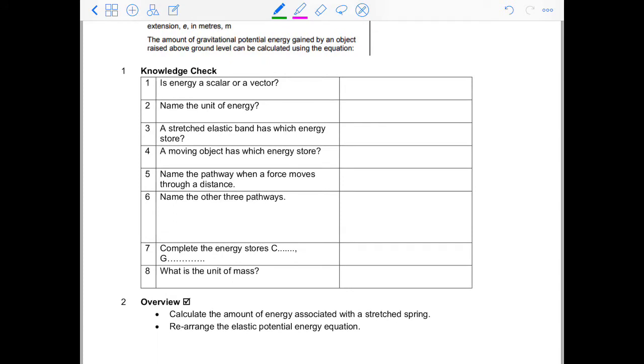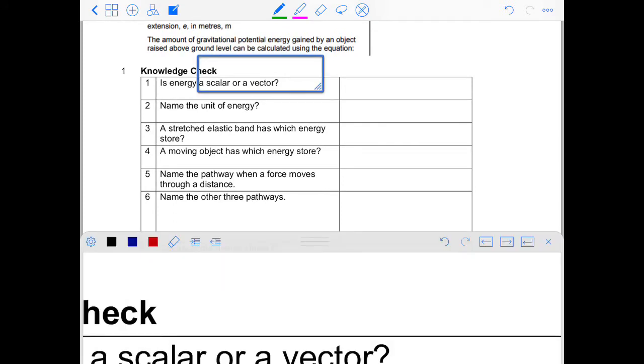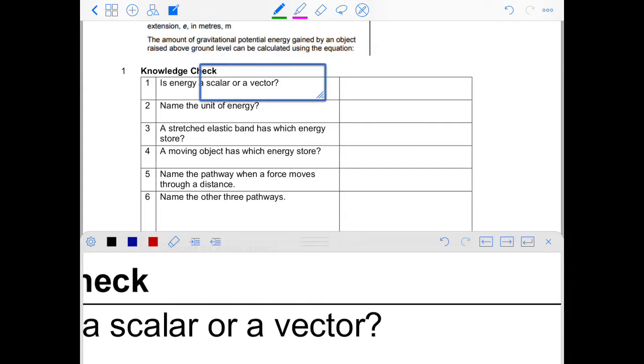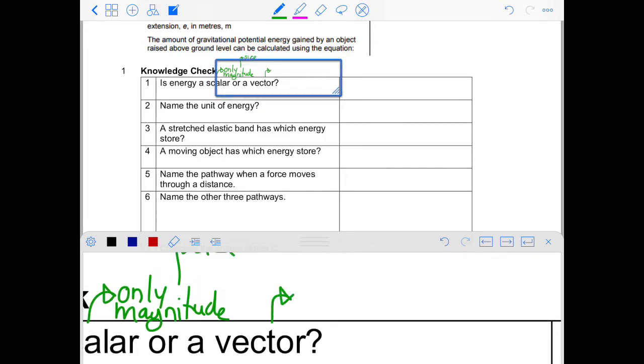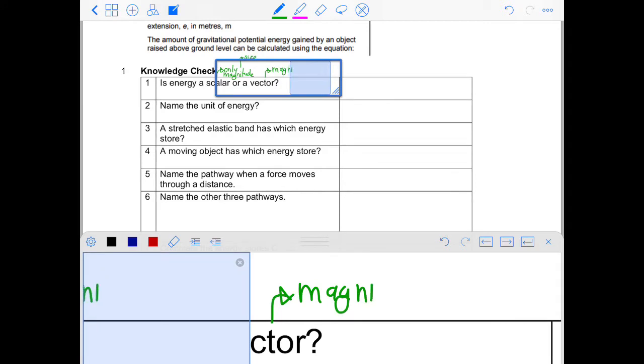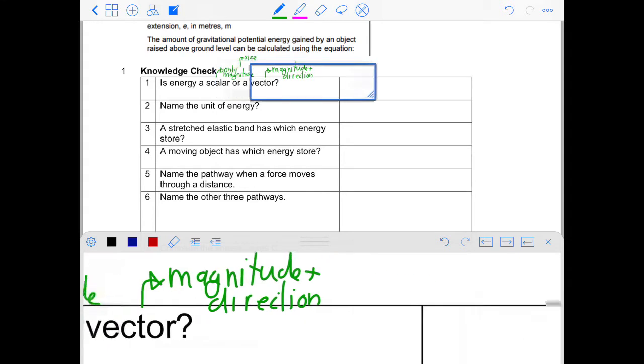Now we'll go over the answers from your knowledge check. Hopefully you remember from previous lessons that a scalar quantity or a scalar number has only magnitude. And you'll remember that magnitude is just a fancy science word for size. Whereas a vector quantity has magnitude or size and direction. If you had forgotten this, make sure you make a note of it now on your page, that a scalar has only magnitude and a vector is magnitude and direction.